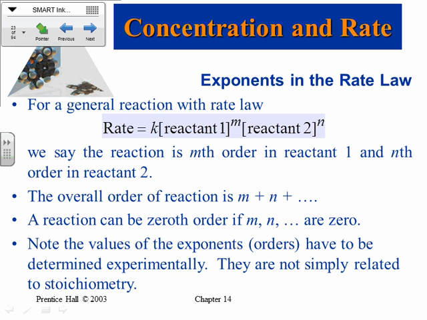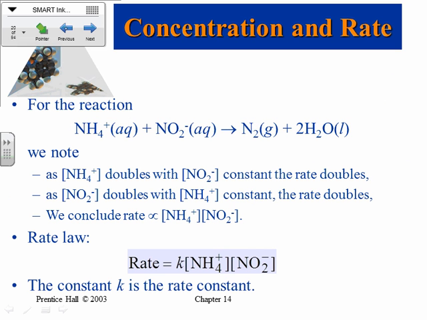I'm going to skip this stuff because, again, we got to hurry here. So for a general reaction with this rate law, we're going to say that it's mth order in reactant 1 and nth order in reactant 2. Okay? What that means is, going back to the example that we had here, because this is an understood 1 and this is an understood 1, then we say it's first order with respect to NH4 plus, and the reaction is first order with respect to NO2 minus.